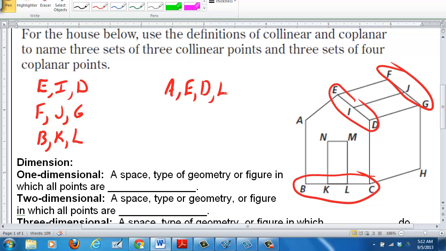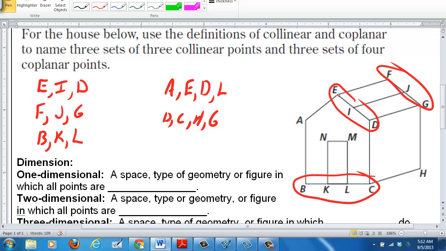Now next I'm going to move over to this side face over here, and D, C, H, and G kind of define that side face. So let's use those 4 points. They would all lie in the same plane. D, C, H, and G. Okay.